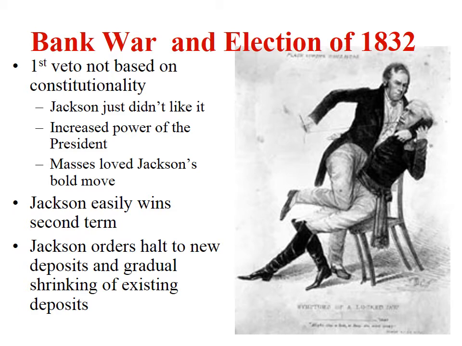And so, how do you kill a bank? Well, you deprive a bank of its blood, and its blood is money. And so Jackson orders the halt to new deposits, and he pays for government debts out of the money that's already there. So he's slowly taking money out of the bank, and he's putting no new money in. And like I said, a bank without money is not a bank.